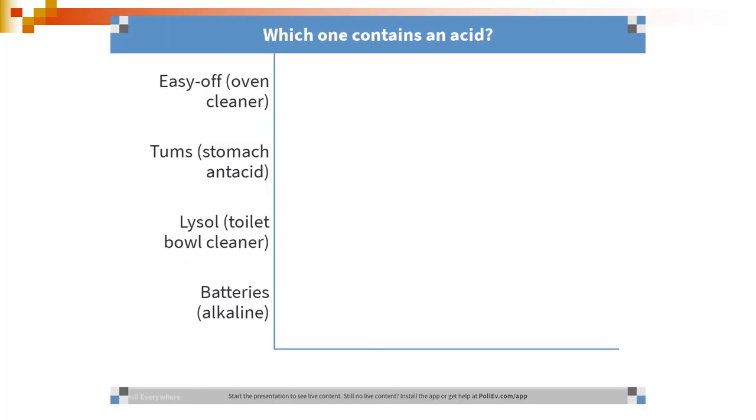So I had to throw in a quick little question. Which one contains an acid? Easy Off oven cleaner, Tums, a stomach antacid, Lysol salt toilet bowl cleaner, or alkaline batteries? Which one could it be? Well, your acid is the Lysol, the toilet bowl cleaner. It usually will have hydrochloric acid in it.